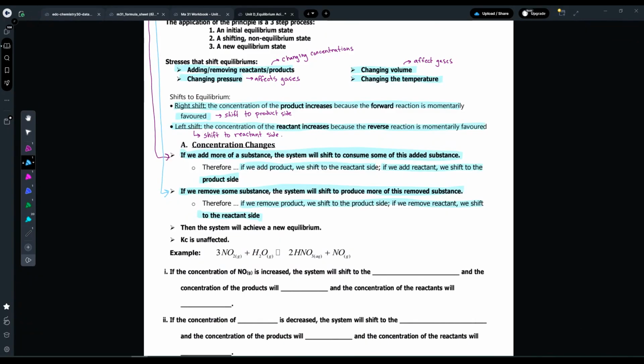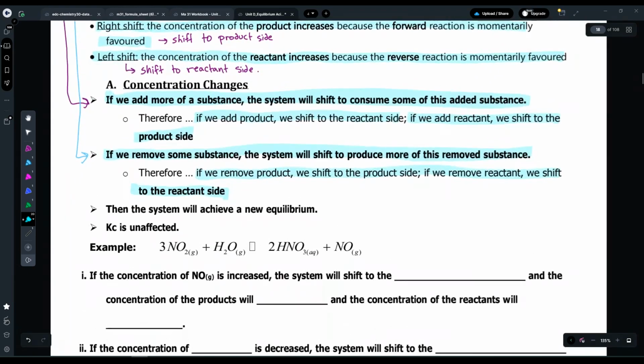All right. Once the equilibrium shifts to minimize the stress that was put on it, after the shift occurs, it goes back to a new state of equilibrium. However, when we change the concentrations of either our reactants or products, you do need to be aware that your equilibrium constant Kc is unaffected by any changes in concentration.